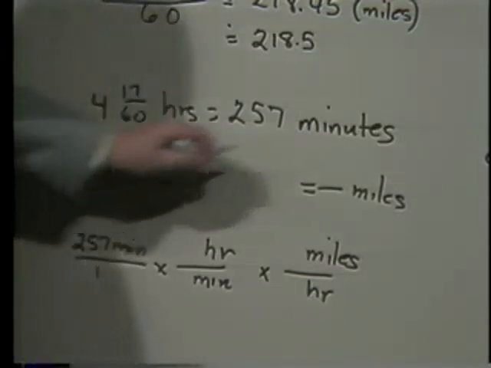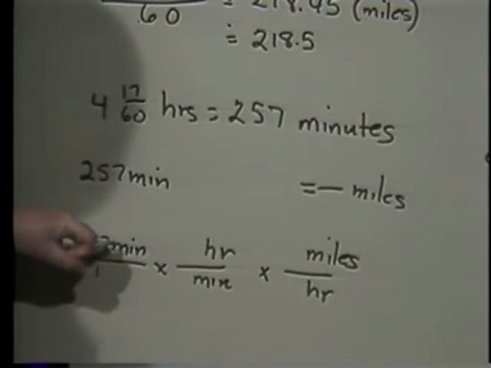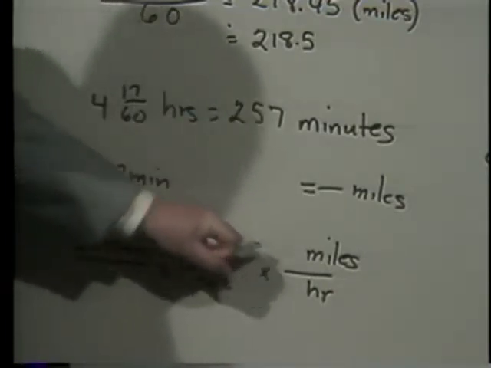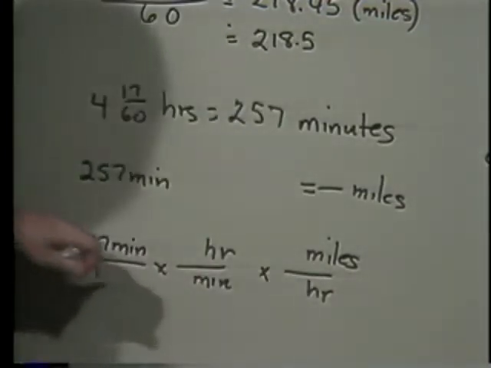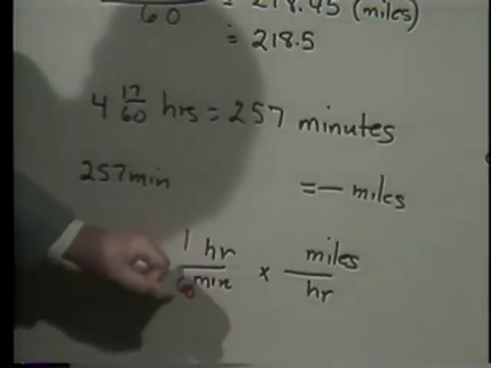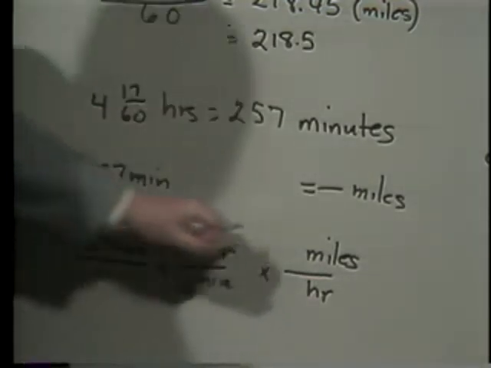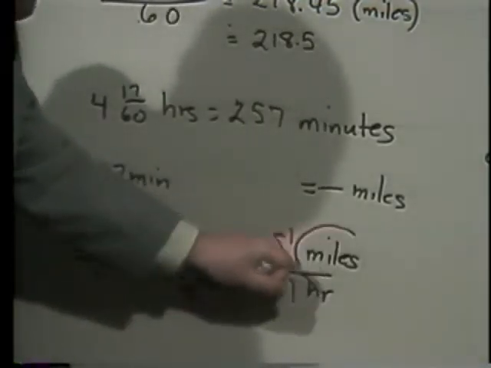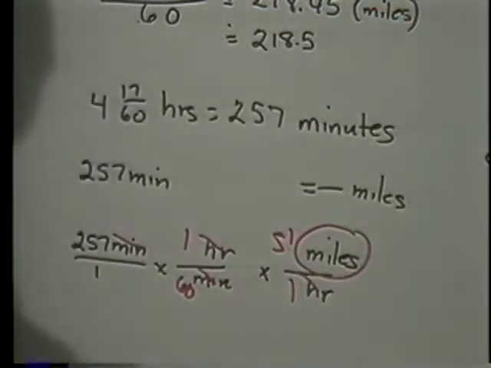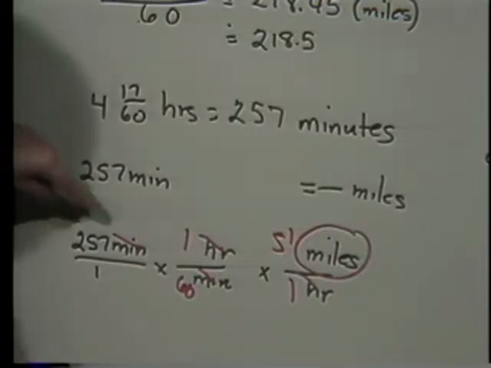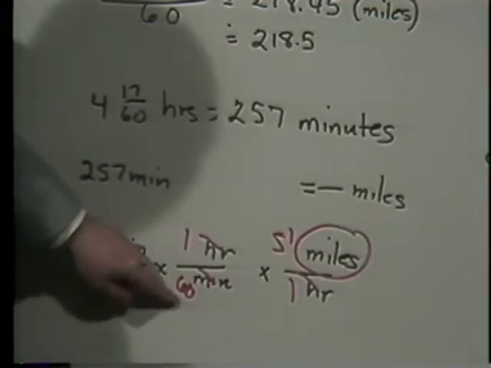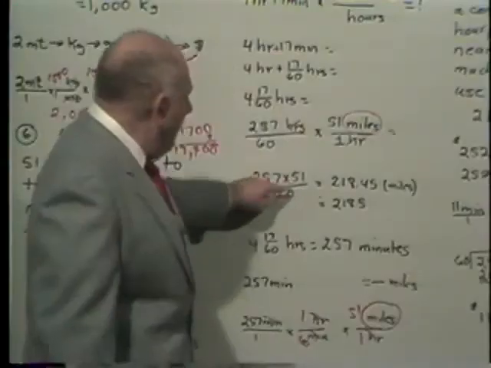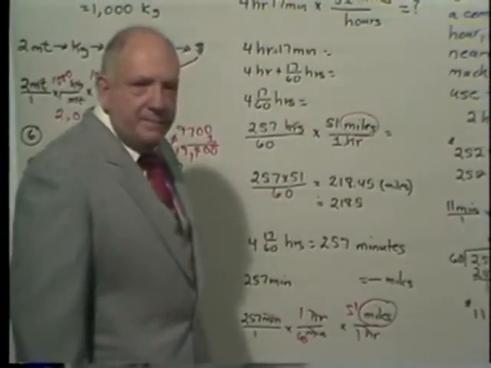And now you want to convert minutes to miles, and the way you're going to do that is what? You'll go from minutes to hours, then from hours to miles. And how do you do that? There are 60 minutes per hour. You're traveling 51 miles per hour. See, check the labels here. So the answer is going to be miles. And the part that I thought you might find interesting is, even though conceptually this was a different approach, what is the final answer going to be? 257 times 51 over 60.